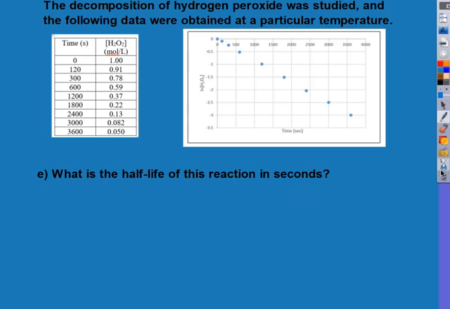So this one is first order. Since I'm trying to solve for half-life, I can use the first order half-life equation. We know k because we solved for k back in C. And so dividing those, we get 831. Our time's in seconds, so it's seconds here as well.